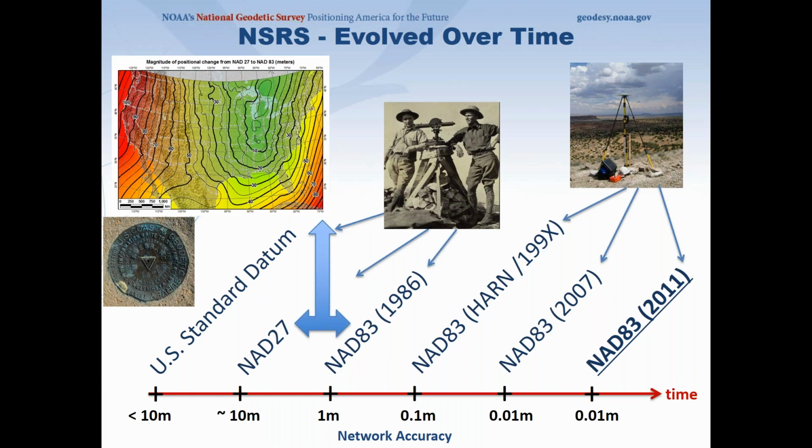And then with the advent of GPS and all the new modern technology we've had over the years, in the NAD 83 2011, we're saying that the accuracy is down to a centimeter for the network. That means the relative accuracy from one point to another, we can get better than a centimeter.